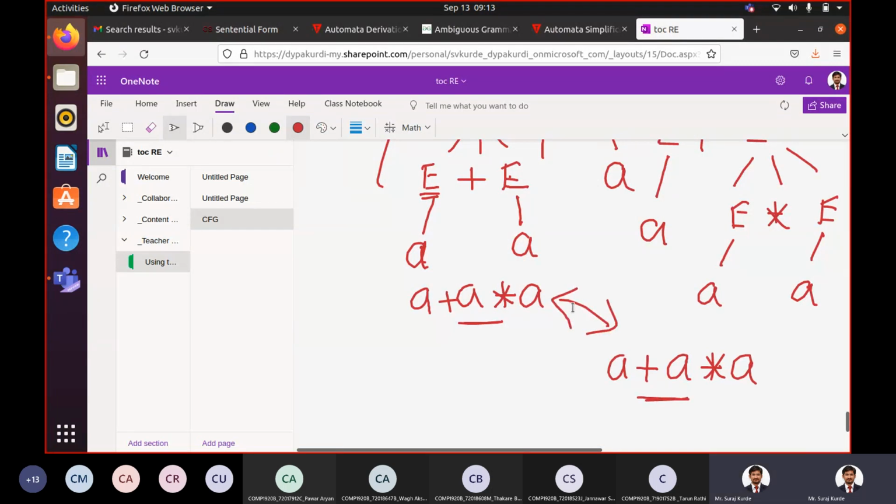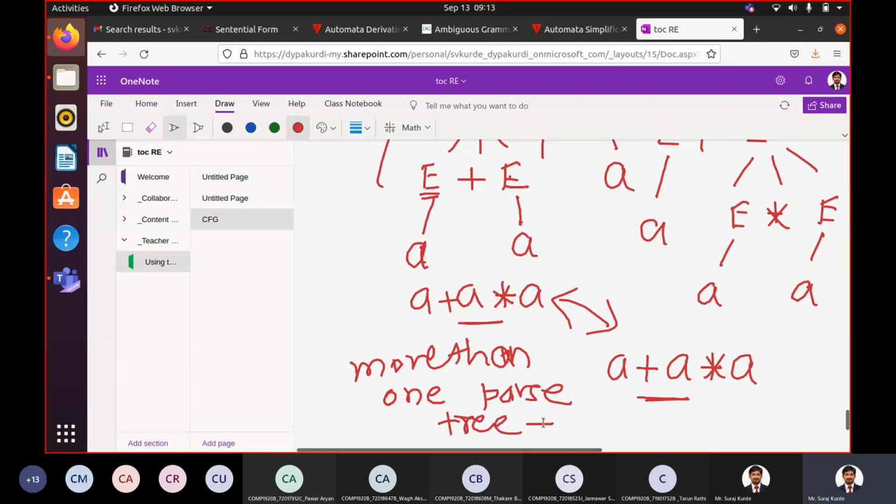Both the parse trees or derivation trees generate the same string, as we have more than one parse tree. So this grammar is called an ambiguous grammar. This is called an ambiguous grammar.